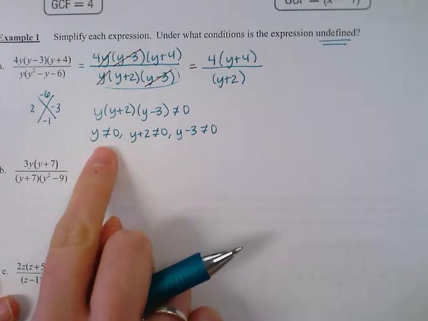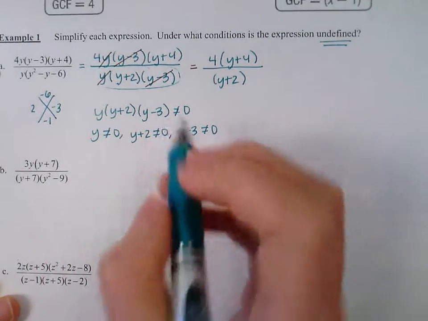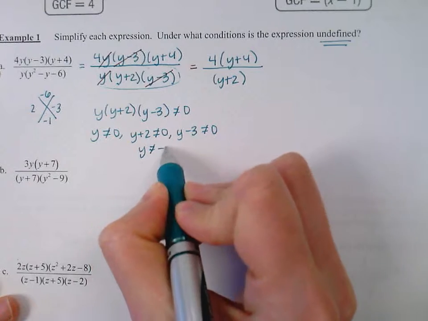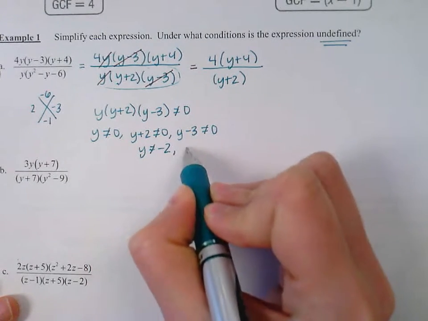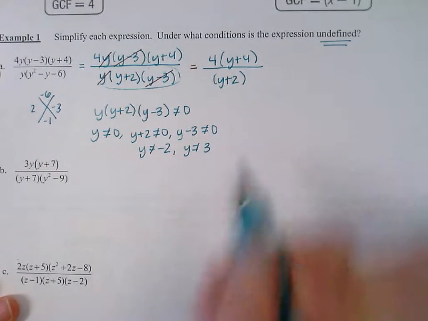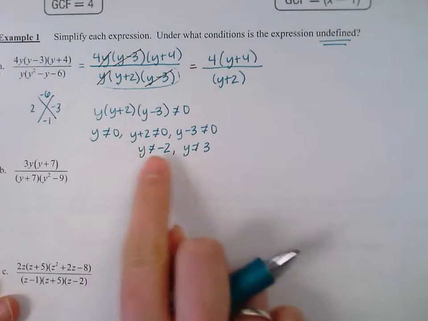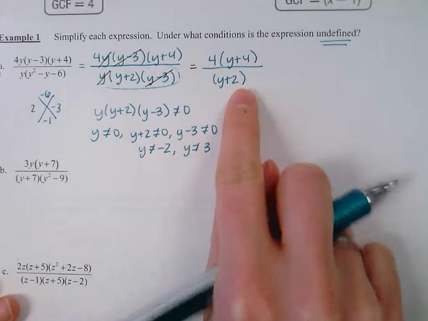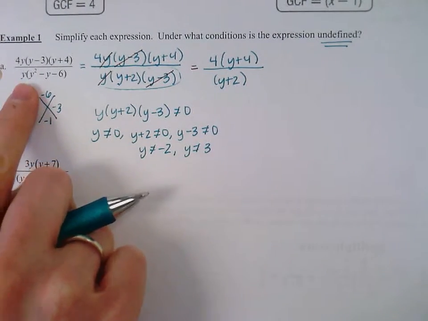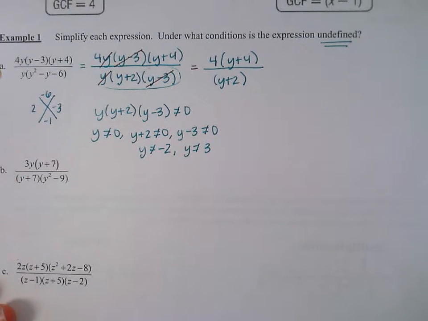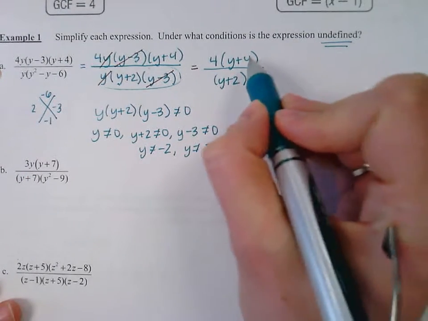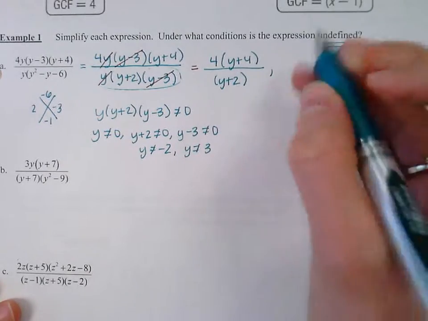And so that gives me y can't be 0. This equation would give me y cannot be negative 2. This equation gives me y cannot equal positive 3. So these are three values that y cannot be because they make the original expression undefined. The denominator is 0. So I would include that after my simplified expression.